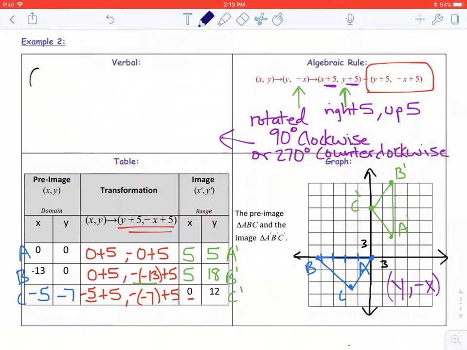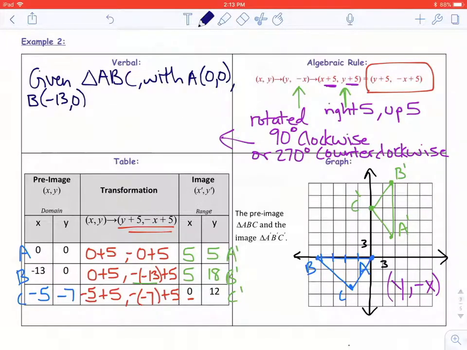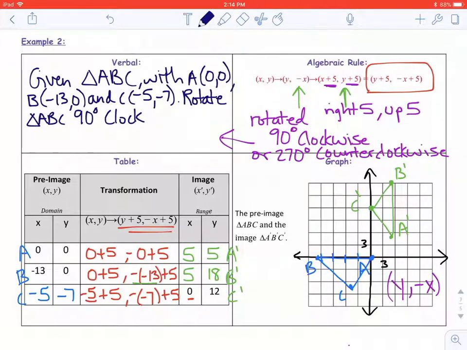So let's see. Given triangle ABC, list out our points. So with A at 0, 0, B at negative 13, 0, and C at -5, -7. So the first thing that happened is a rotation. So let's say rotate triangle ABC, and I'm just going to say the shortest distance. So 90 degrees would be shorter than 270. So 90 degrees clockwise.